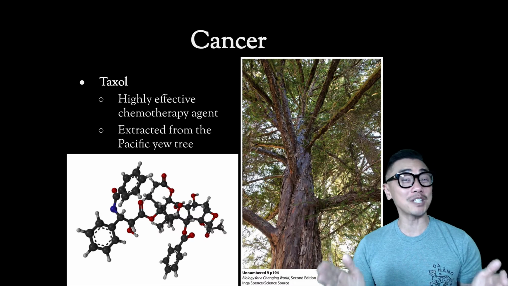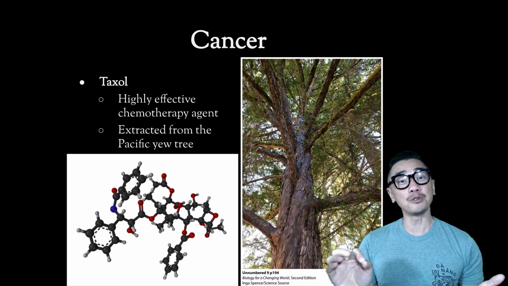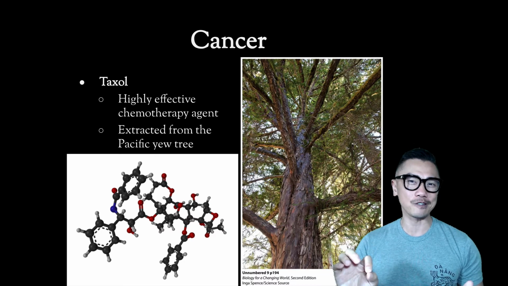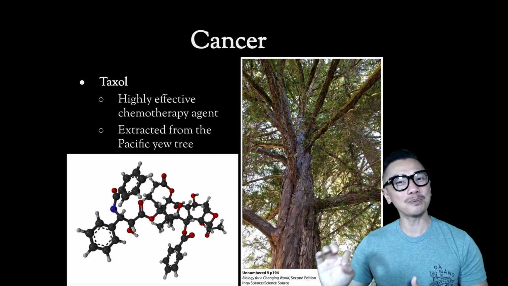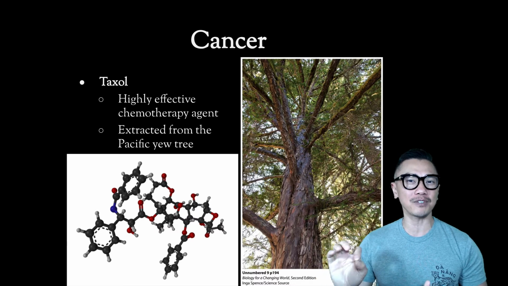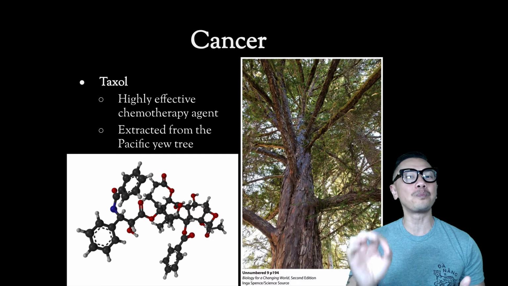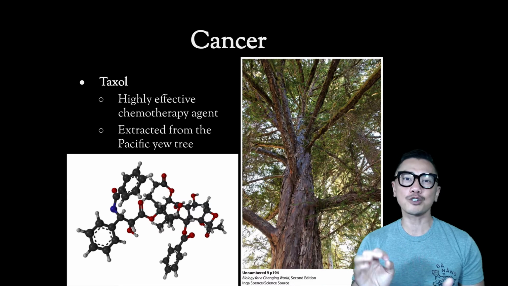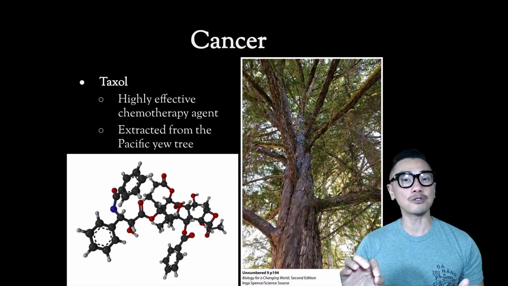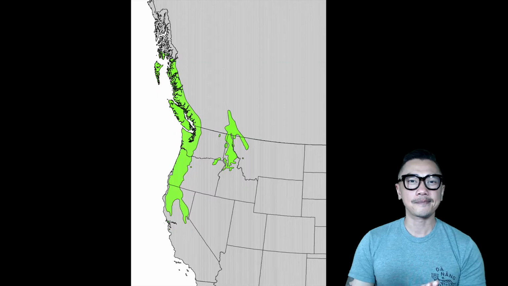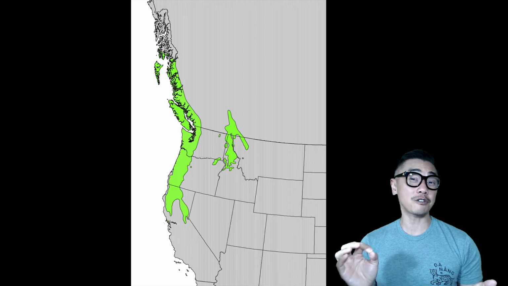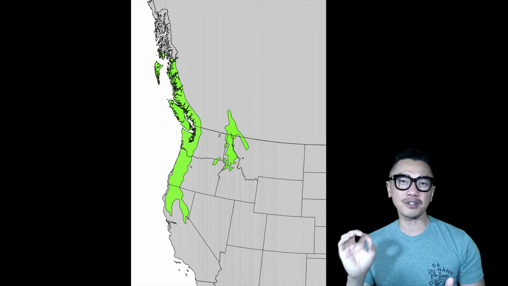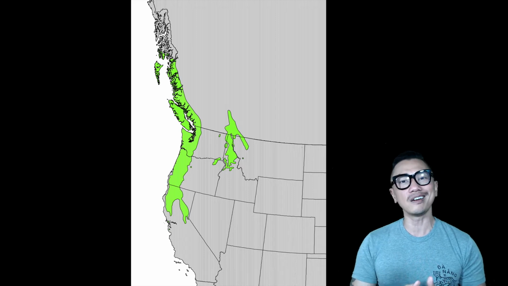Taxol is an example of a chemotherapy drug, a chemical used to kill cancer cells or to slow down their growth and division. Taxol has been shown to be highly effective against certain types of cancer and is found in the bark of the Pacific yew tree. The chemical structure of Taxol is shown on the left. A Pacific yew tree is shown on the right. This diagram shows the geographical range of the Pacific yew tree. It can be found in the Pacific Northwest of the United States and in Canada.